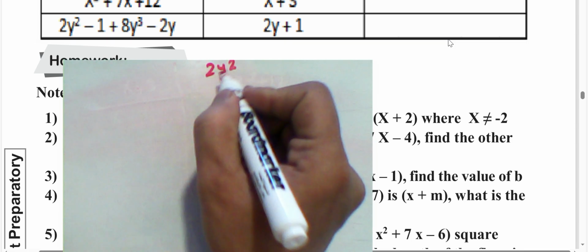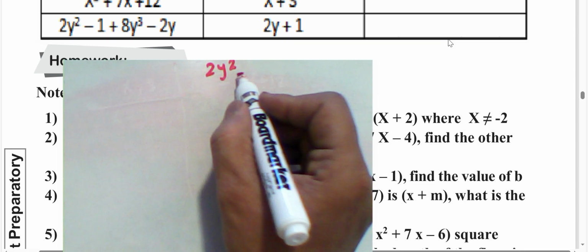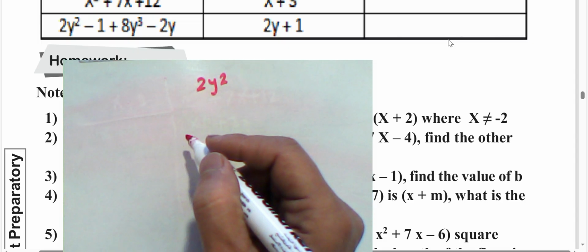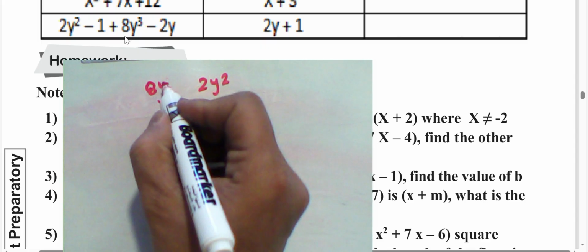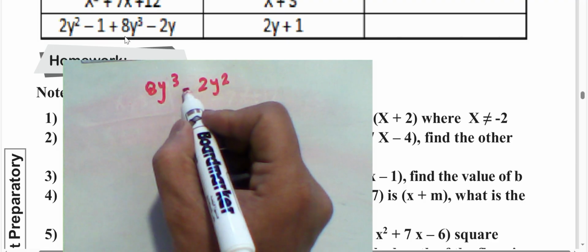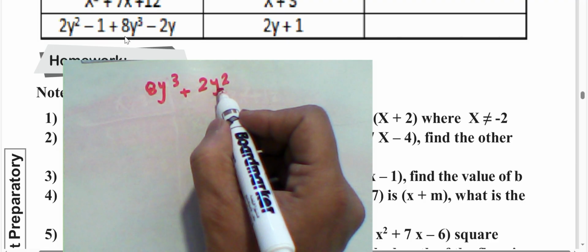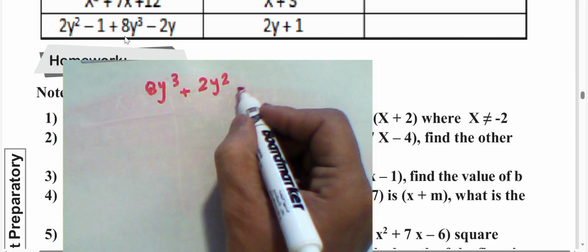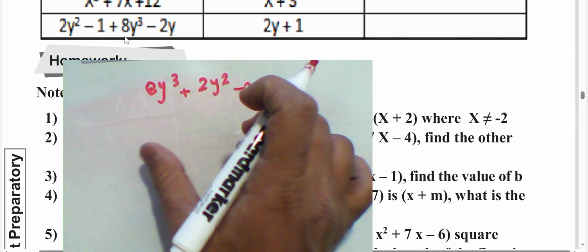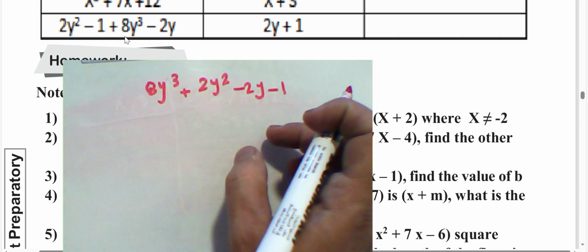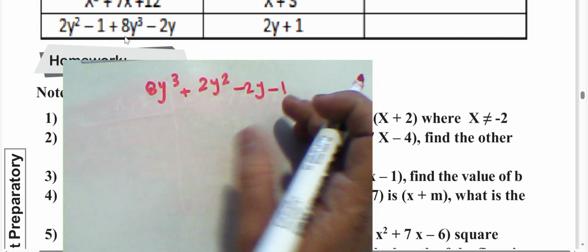Next question. Now we have 2y^2 subtracted by 1, but I will arrange this expression from greatest to smallest. 8y^3 + 2y^2 - 2y - 1. Okay, I arranged the expression from greatest to smallest, descending order, divided by 2y + 1.